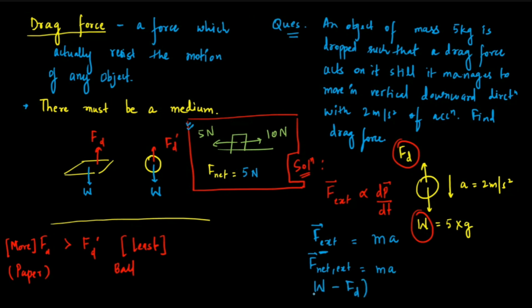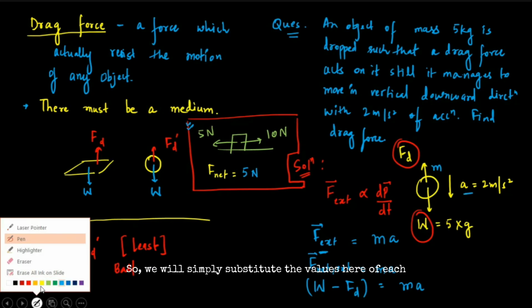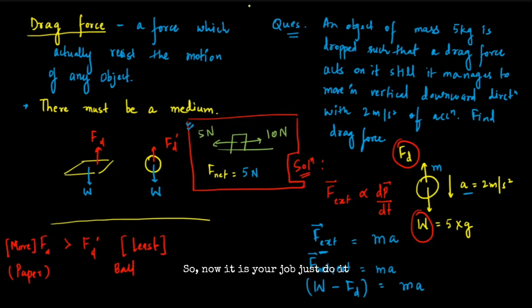Yes. So this is going to be equal to mass, that is the mass of this object, times acceleration of this object, which is given as 2 meters per second squared. So we'll simply substitute the values here of each and every term, and we can find out Fd. So now it's your job. Just do it and tell me what is Fd here in this case.